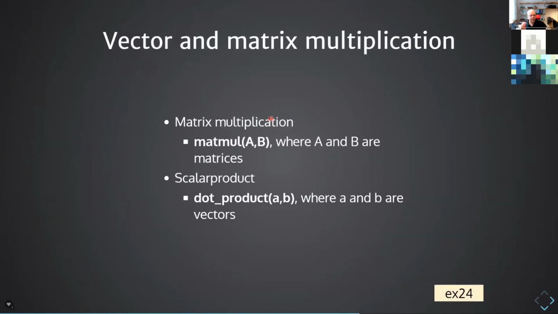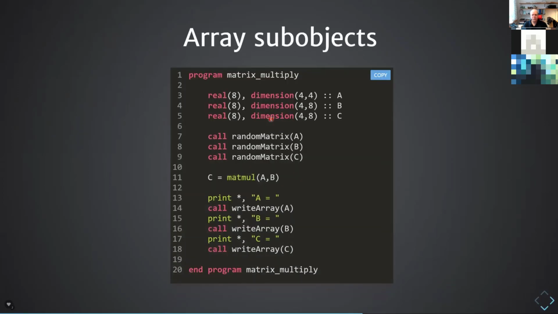There's also built-in matrix multiplication and scalar products. So you could multiply arrays before using the standard Fortran operator, but the standard Fortran operator is element-wise multiplication. So if you want to do matrix multiplication, you have to use the matmul function, which will return the matrix multiplication, and assign that to a given array on the left side. Same thing, you have a scalar product for 2 vectors. And here's an example of how this can look.